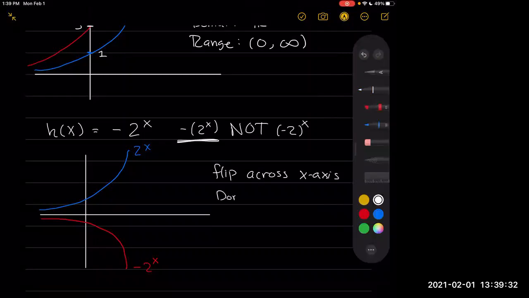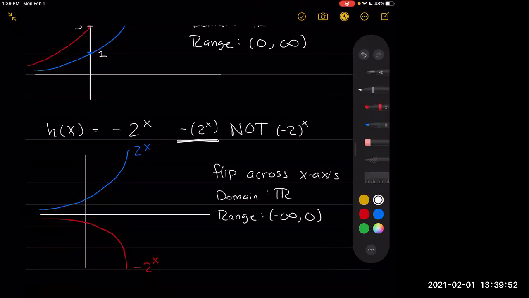So our domain remains the same. It is still all of the real numbers, but our range is now negative infinity to 0, because all of our outputs are going to be negative now.